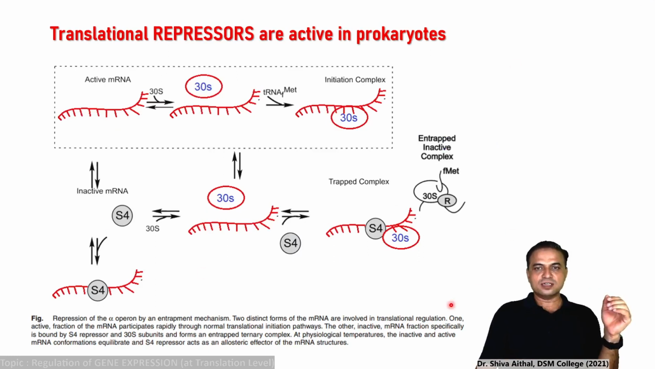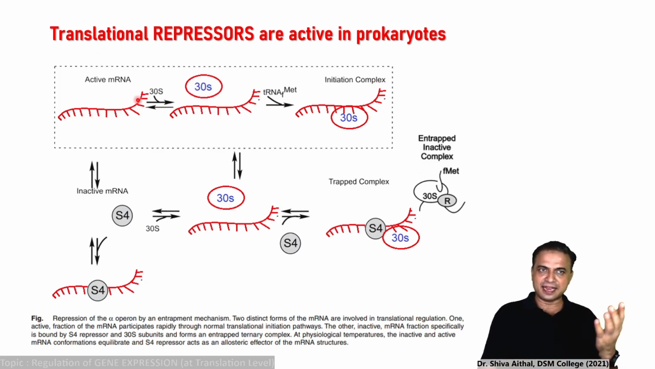You see this figure, this is taken from a research paper, but it is very simple. Two levels, one in the box and one outside the box, are shown. One in the dotted box shows the normal procedure, that is active mRNA. This red structure is mRNA, which binds to the 30S subunit. Now we are talking about initiation of protein synthesis, initiation of the translation process. So what is the normal process here?